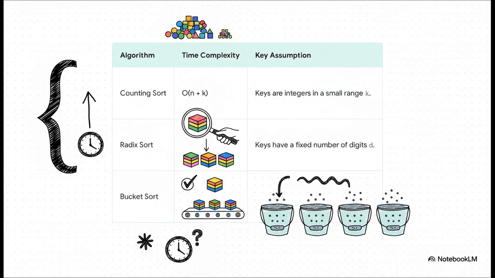For radix sort, it's O(d * (n + b)), and your assumption is that your keys have a fixed and hopefully small number of digits d. And for bucket sort, you get that expected O(n) time, but it's all riding on the assumption that your data is uniformly distributed.